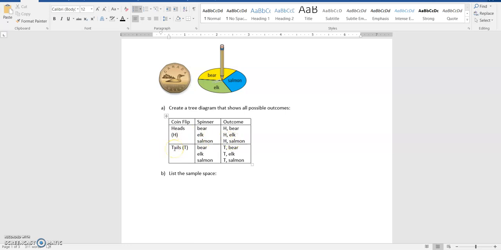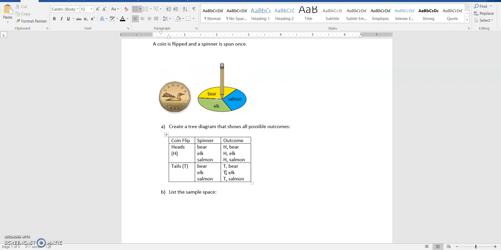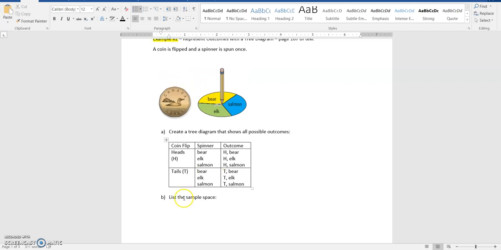And then, of course, the reverse. So we flip the coin, it lands on tails. We spin the spinner, it lands on bear, and so on and so forth. So we have T bear is the outcome, T elk is the outcome, and T salmon is the outcome here. So what is the sample space then for this type of question? List the sample space. I'll give you a minute to think about that.